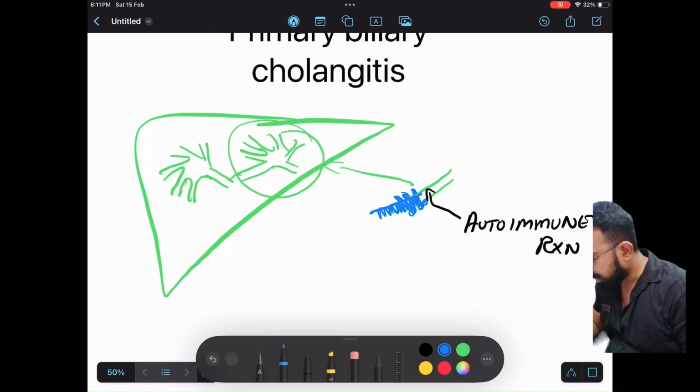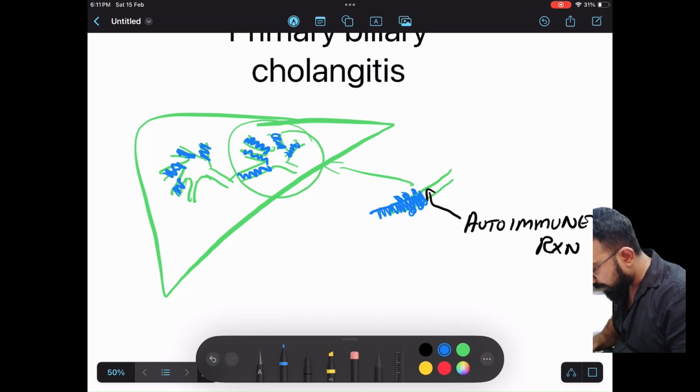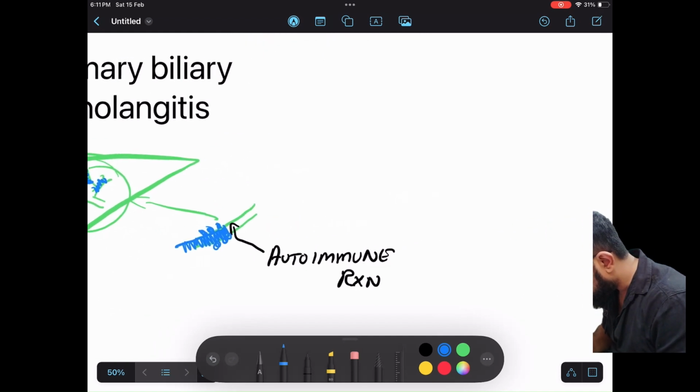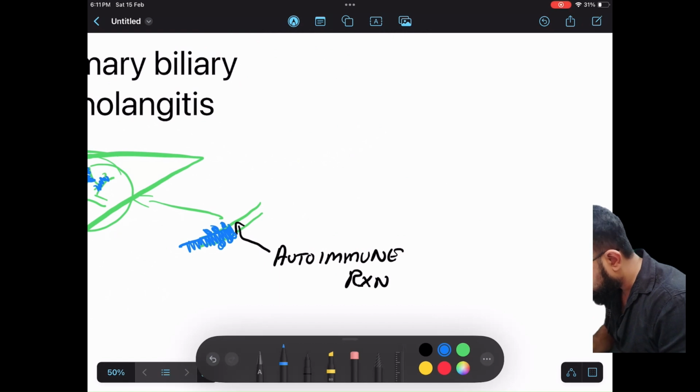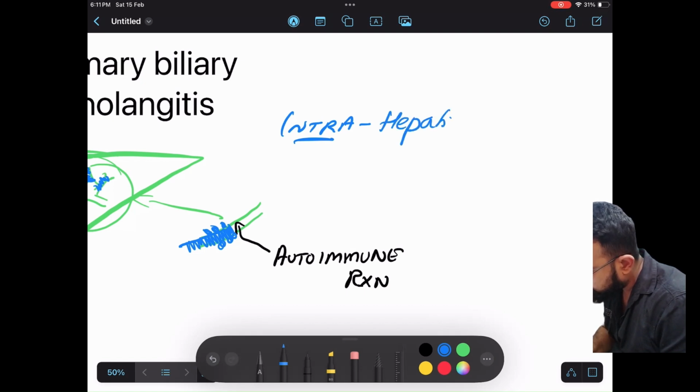So imagining it in the bigger picture, this is the fibrosis due to autoimmunity of intrahepatic bile ducts. Mind my words over here: intrahepatic bile ducts.